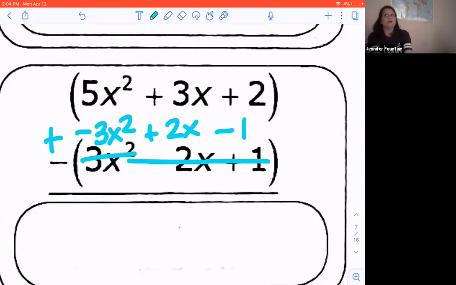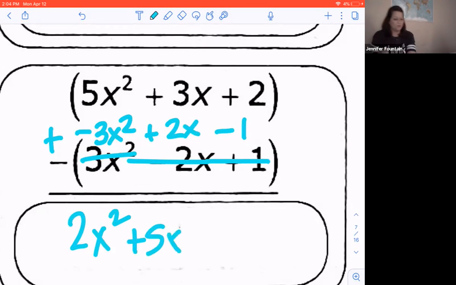So 5x squared minus 3x squared, or 5x squared plus a negative 3x squared. 5 plus a negative 3 is a positive 2, x squared. 3x plus a positive 2x. 3 plus 2 is 5, so 5x. And 2 plus a negative 1 is a positive 1.